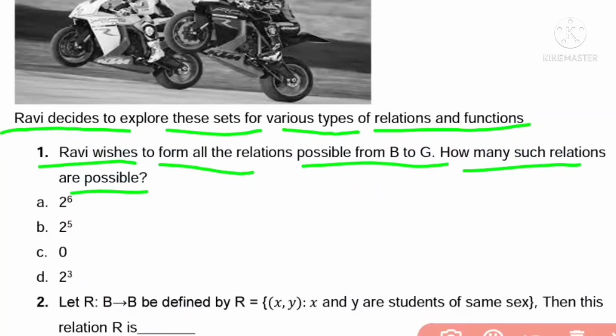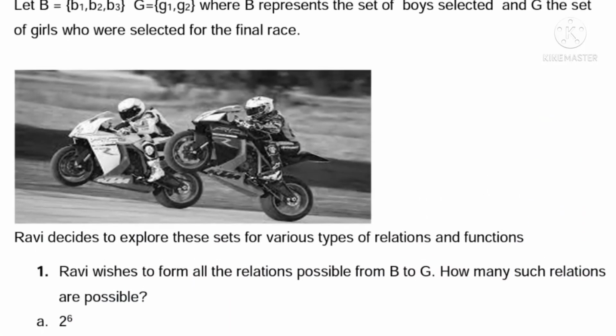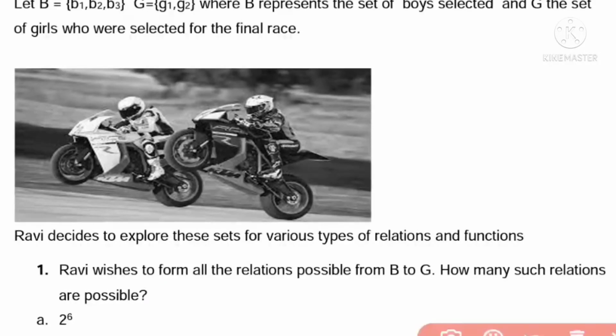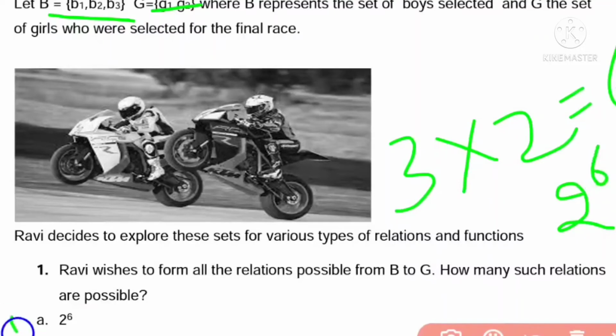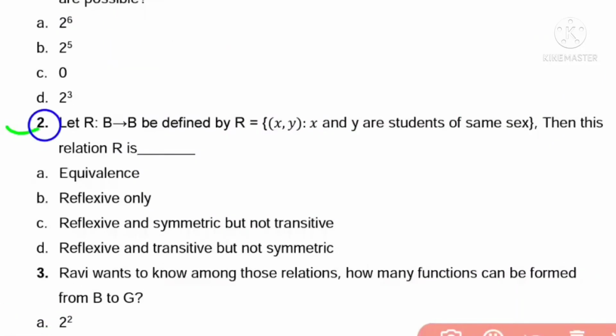How many such relations are possible? So look here, we have to find the number of relations. In the first set there are 3 elements and in the second 2, so 3 into 2 is 6 elements in the power set. So the number of relations is 2 power 6. Here the answer is first.